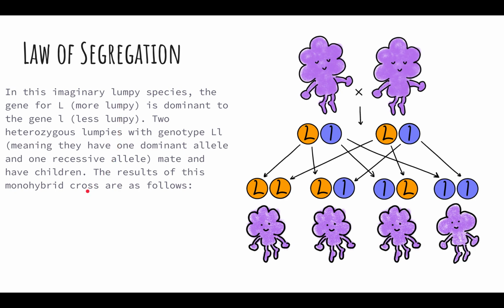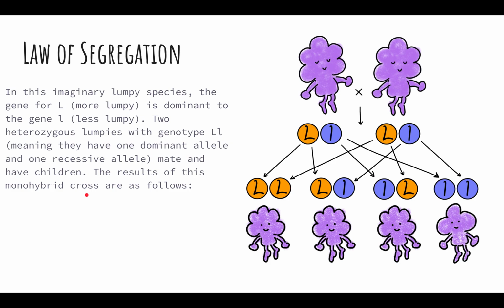In this example, it's an imaginary species of little lumpy creatures. The gene for more lumpiness is capital L, and that's dominant. And the gene for less lumpiness is little l, which is the lowercase l, less lumpy. And when you have two heterozygous lumpies with the genotype big L, little l, that means they have one dominant allele and one recessive allele. If they mate and have children, then the results could be this.